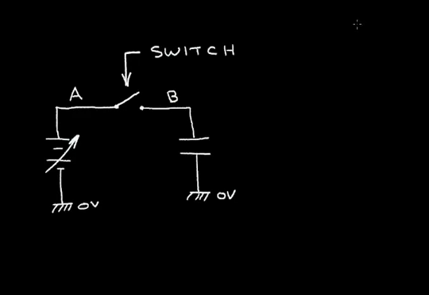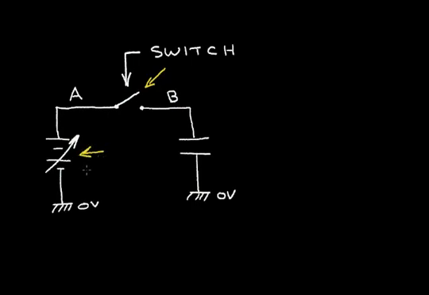In this video, I want to explain the operation of the CMOS switch. Here, I have a mechanical switch. So when I close the switch, I'm going to connect the voltage at point A over to the capacitor at point B.